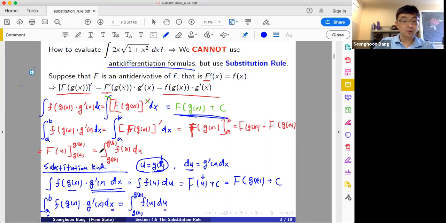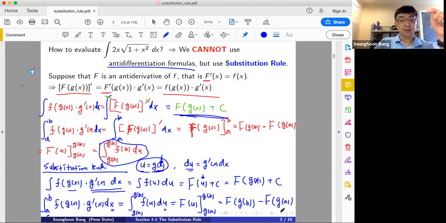Yes, we have it. Could you get this one? Do you know? Yes, we have the same things. In the top one, how can you simplify? Find the antiderivative. Then you can plug in the upper limit and lower limit, g of a and g of b: capital F of g of b minus capital F of g of a. So that's it. Exactly this answer that we have.